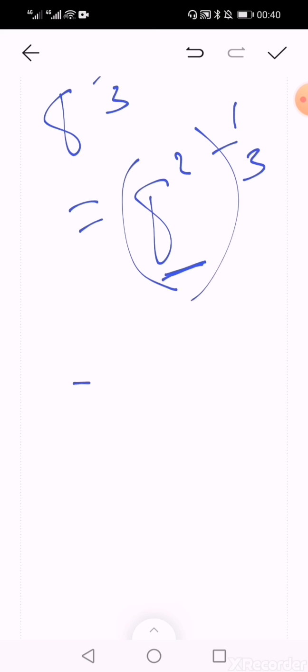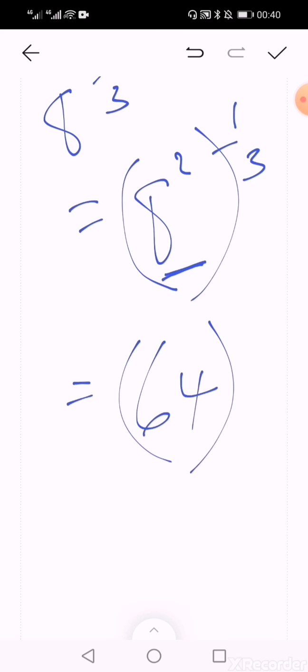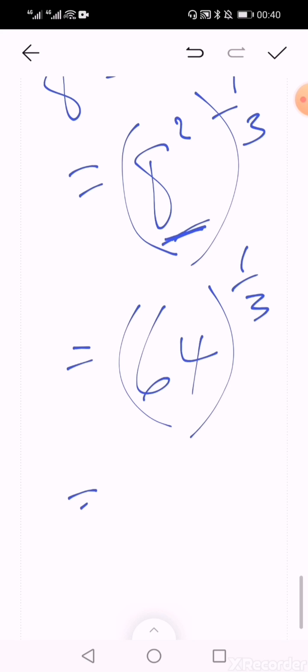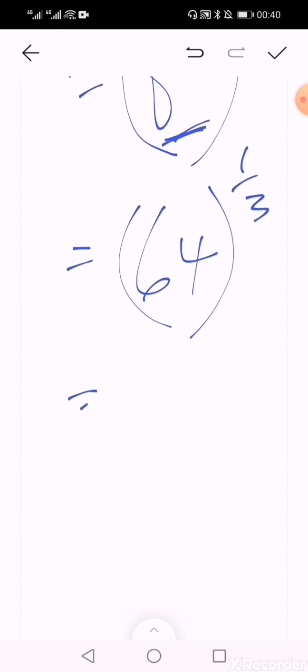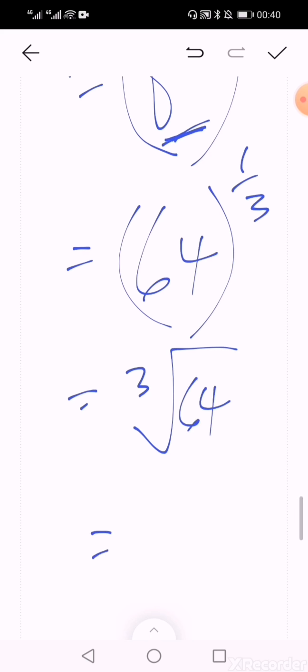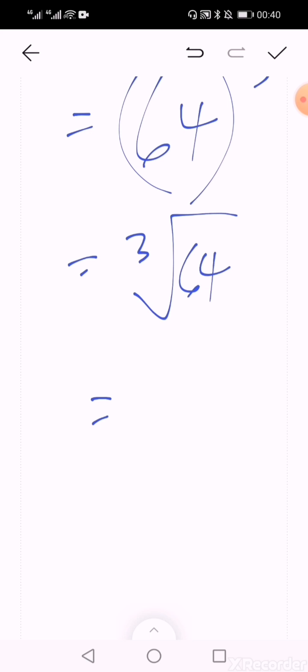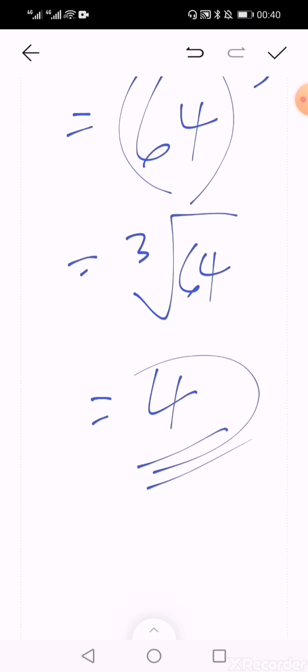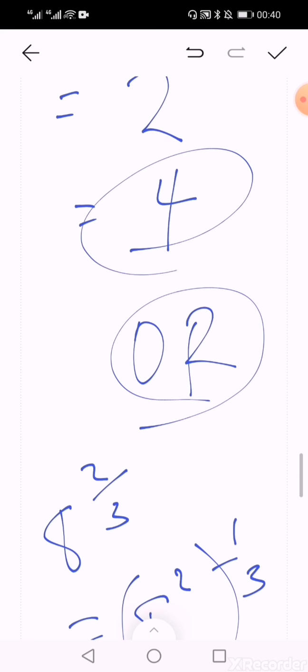Here we get 8 squared, which is 64, then 64 to the power 1 over 3. So now you can see that this number is big. You can imagine if this was 27 cubed, you'll still find a very big number. This one is going to give us the third root of 64, a number that you multiply by itself 3 times to get 64. You will find that the number is 4. So we're still getting 4 here, and we got 4 even here.